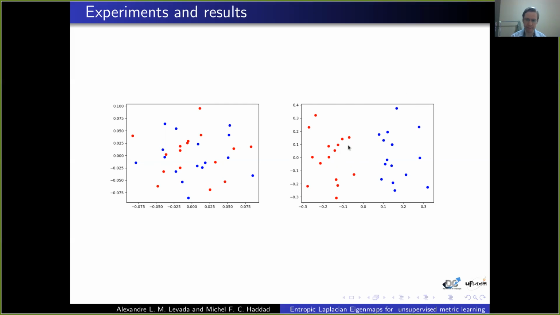The idea is to perform metric learning, which means we want to learn an ideal metric before classification tasks. So clearly, the metric that was learned by the proposed method is much more meaningful in terms of discrimination than the metric learned by the regular Laplacian eigenmaps.